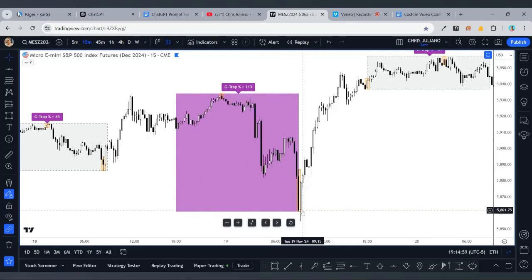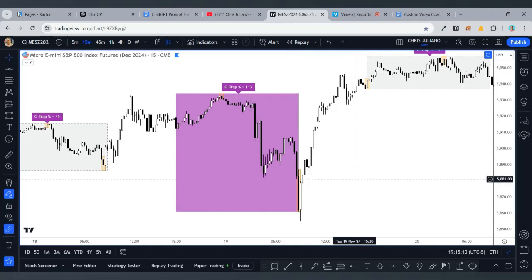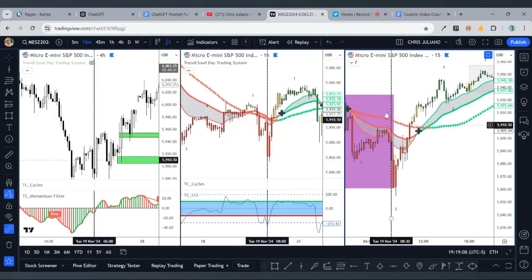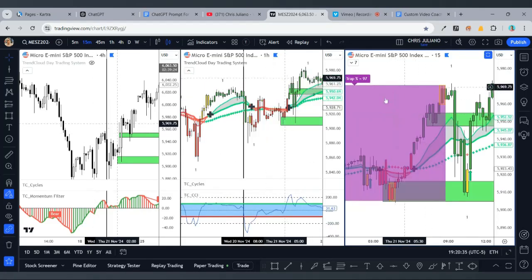Everybody who took the entry on the breakout of the Globex, they got screwed, didn't they? Right? They're trapped. And we have a complete reversal, right? So it's just a piece of information that you're going to use to add to your TrendCloud method. I don't personally use it as a strategy to go long or short. I just use it as information.